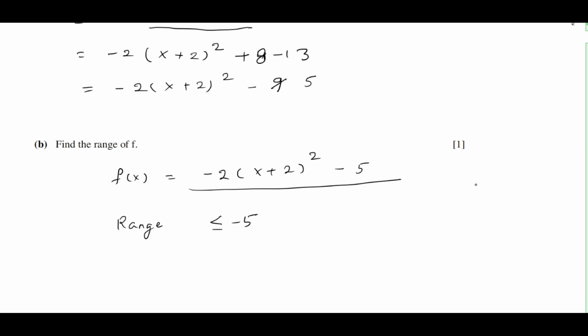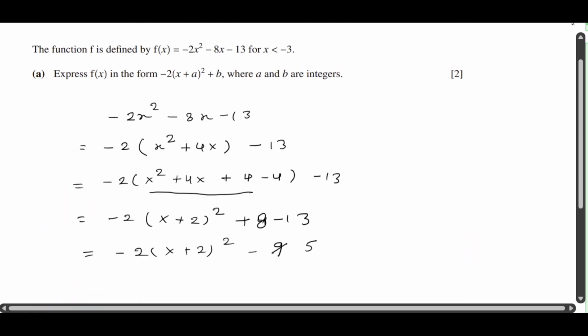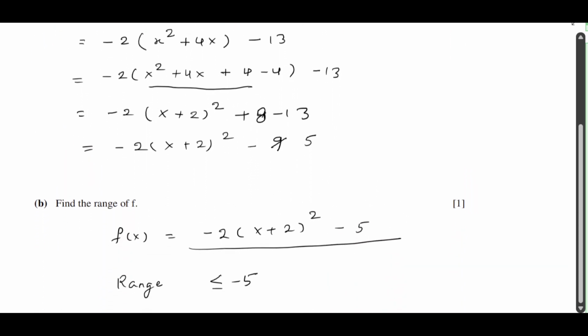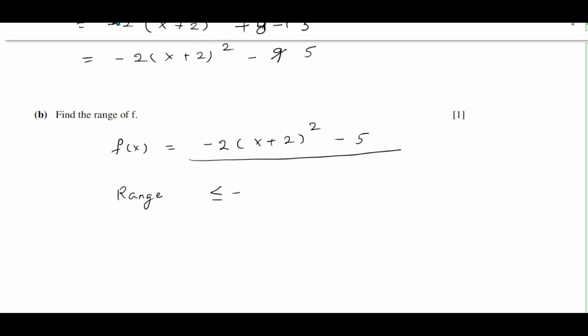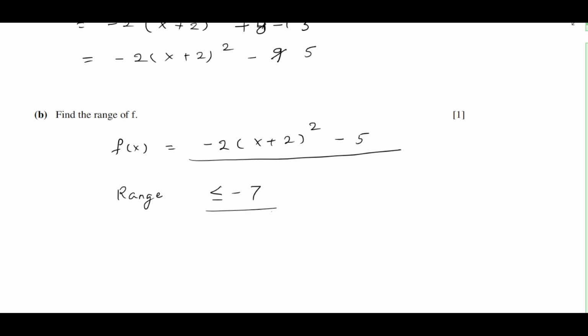Now if you look at the question, it is mentioned that x is less than -3. So x cannot take a value which is more than -3. So I cannot take -2, I cannot make this 0. So if I take -3, then -3 + 2 becomes -1, whole square is plus 1, so -2 - 5 is -7. So here it is not -5, it should be -7. So your range is less than or equal to -7.